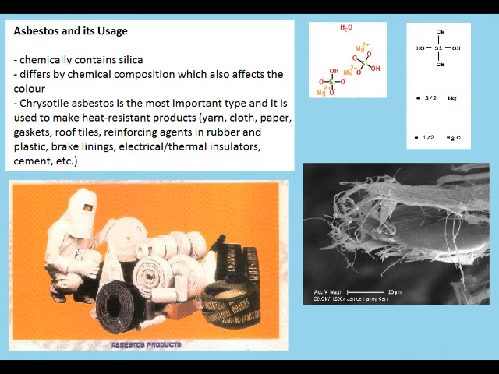Asbestos chemically contains silica. A chrysotile structure can be seen at the top right corner. Chrysotile asbestos is the most important type, and it is used to create heat-resistant products such as yarn, clothes, paper, gaskets, etc. Generally, asbestos can be easily separated into thin fibers, which are then woven into clothes.